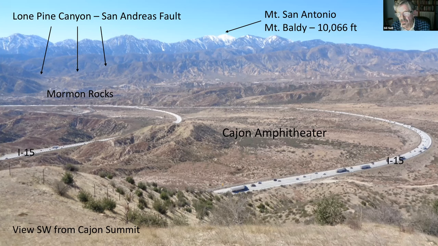Here we're on the edge of the Mojave Desert, looking into the Cajon Basin toward Mount Baldy. We have the Mormon rocks here, and then the San Andreas Fault is beyond that ridge, and the San Jacinto Fault is in Lytle Creek beyond that ridge. So we're going to look at the Mormon rocks briefly.